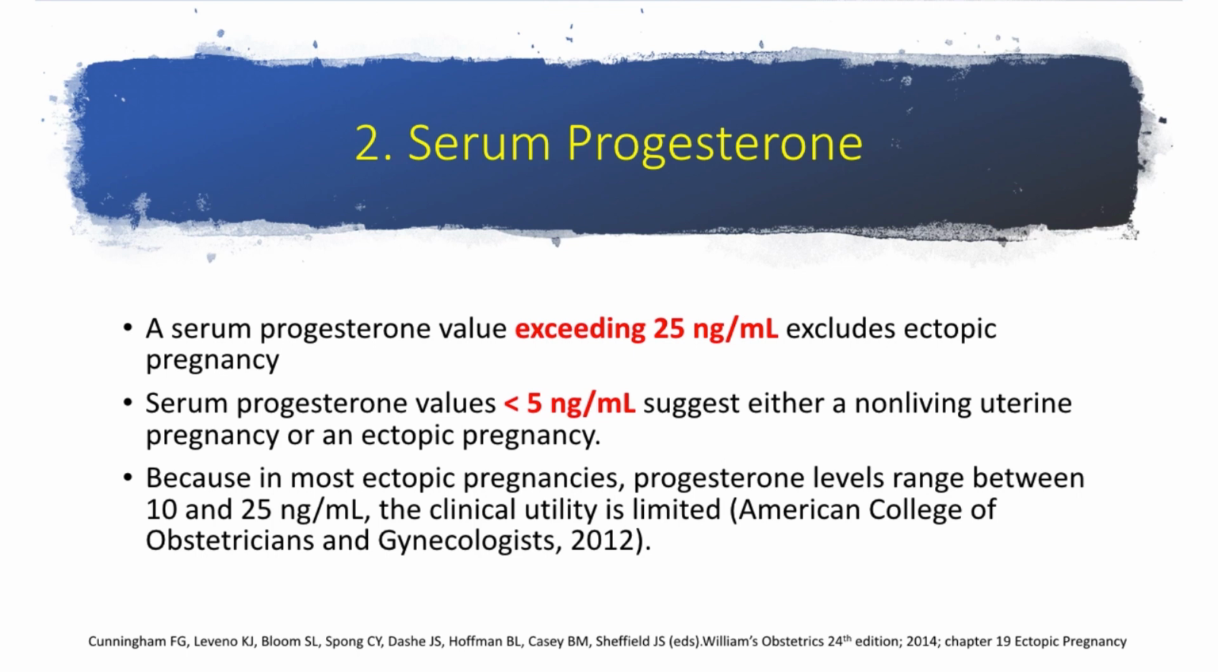Another way to diagnose is by the use of serum progesterone. A serum progesterone value exceeding 25 nanograms per ml excludes ectopic pregnancy. However, serum progesterone levels that are less than 5 nanograms per ml suggest either a non-living uterine pregnancy or an ectopic pregnancy.